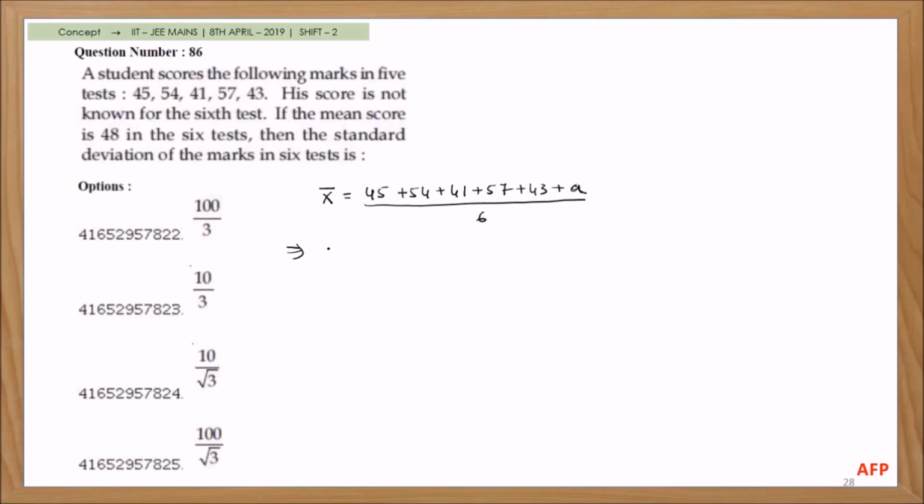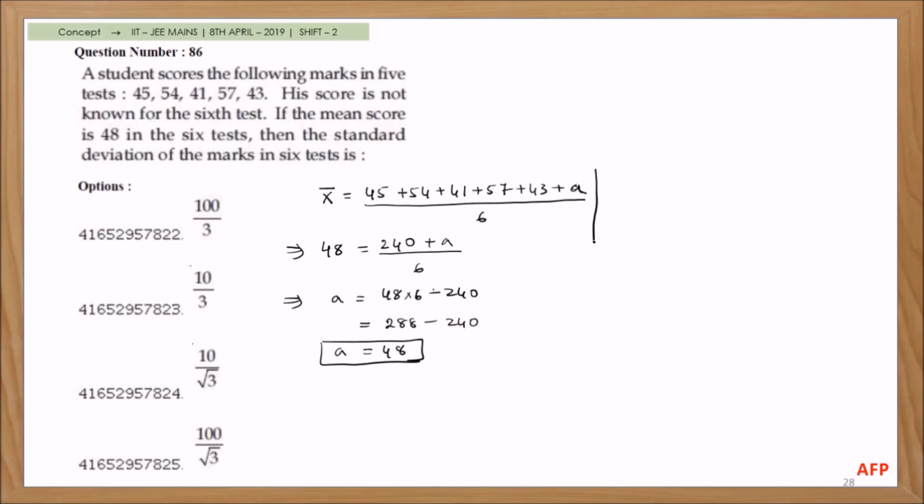Here the mean of 48 is already given in the problem. So we get 240 plus A divided by 6, which means A is equal to 48 into 6 minus 240, which is 288 minus 240, which is 48. The last value we got is 48. This is one part of the solution. The next part we shall do.